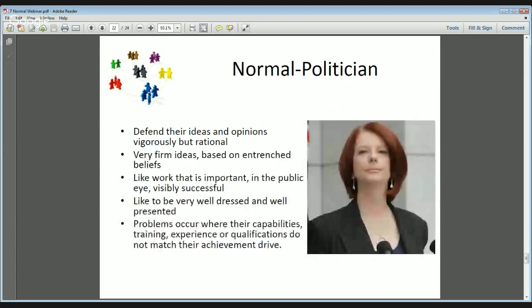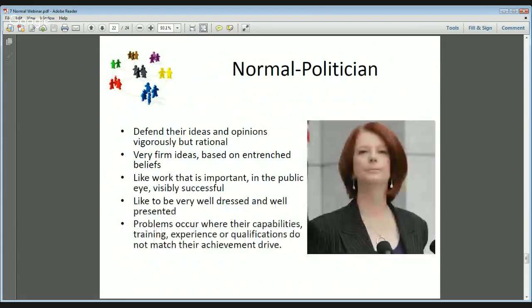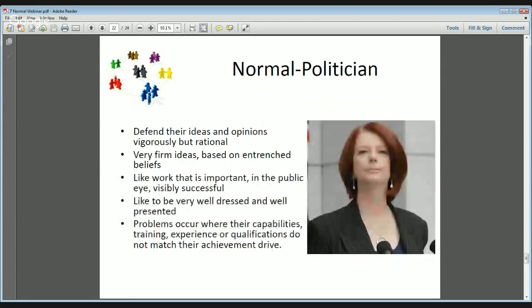They like work that is important in the public eye and visibly successful. And of course, becoming prime minister was part of that. They like to be well-dressed and well-presented. And as, for example, when she was prime minister, her, in quotes, wife, so to speak, was her hairdresser. And you don't see much of him now. But she, of course, was very well groomed, very well turned out.